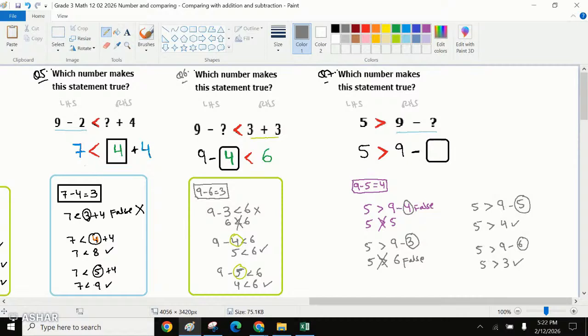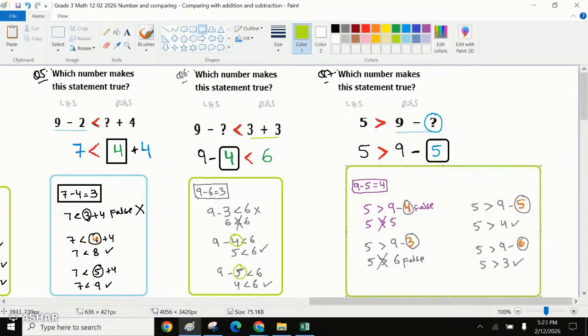The statement would be true only if we take it as a 5 or we take it as a 6. But it's false when we take it as 4 or a number less than 4. So what is the smallest possible number? That means this is the smallest possible number. That makes it perfect, right? Perfectly true. That means 5 is greater than 9 minus 5, which is 4. Any number greater than 4 when substituted in place of the missing number would make our statement true. Okay?